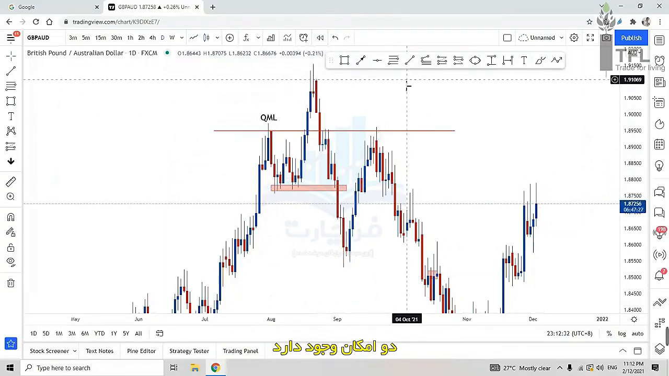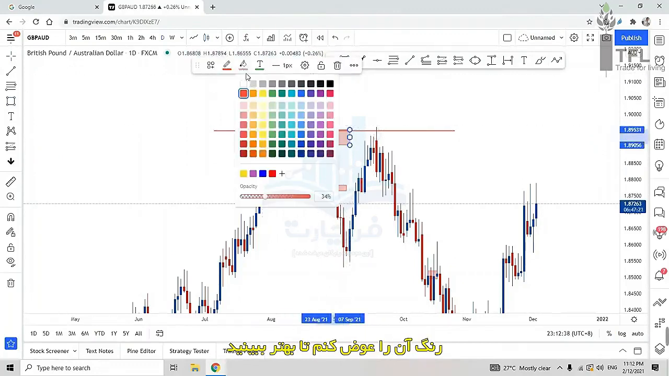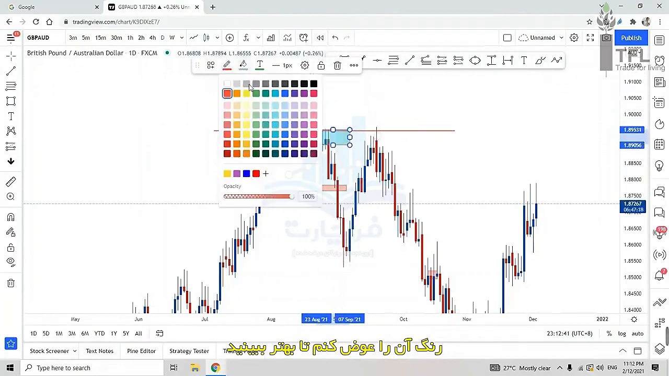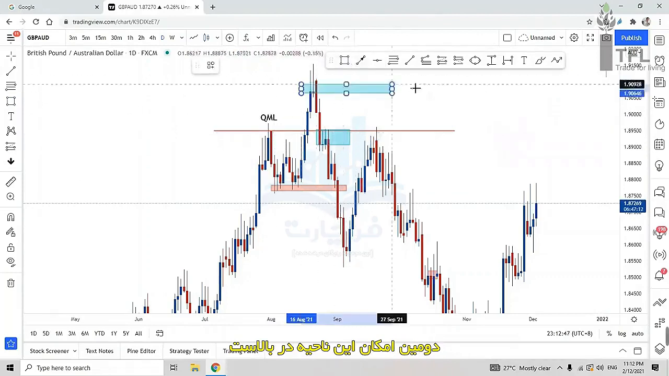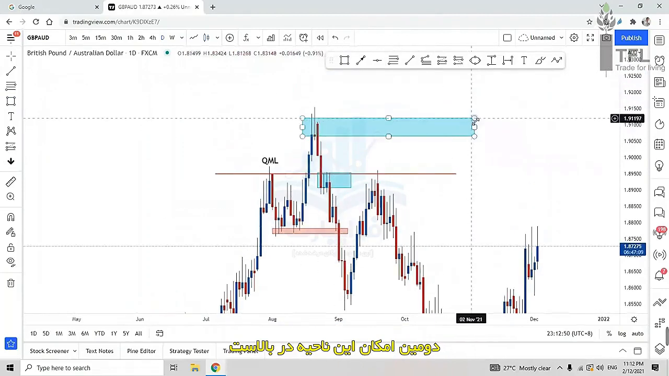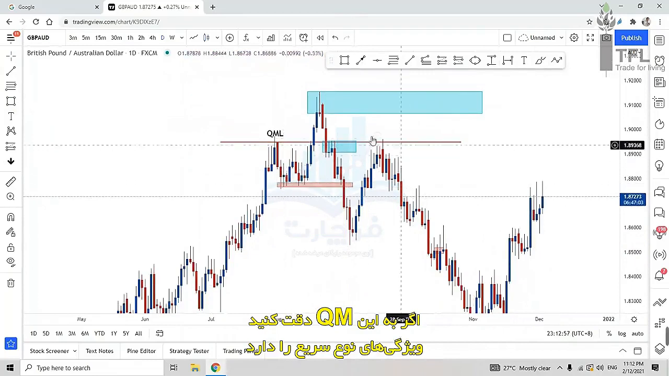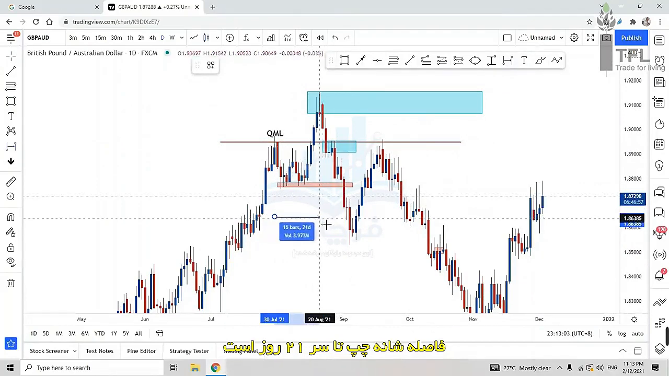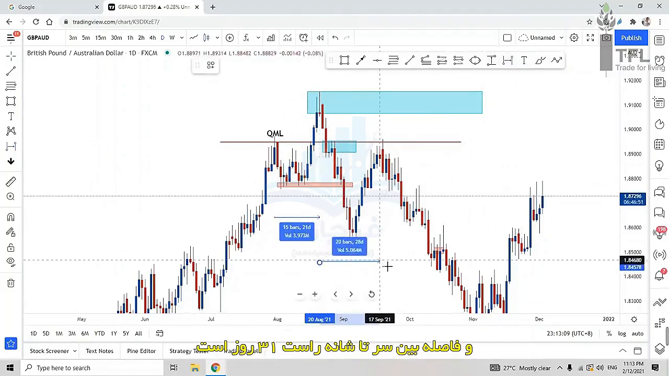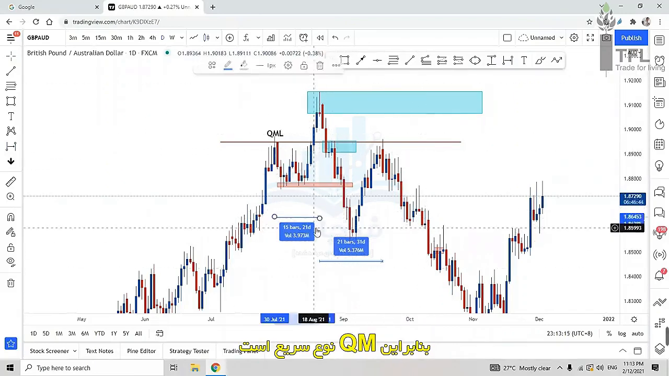There are two possibilities, of course. The first possibility is over here. All right, I'm going to change the color so that you guys can identify it easier. So the first possibility is definitely over here. All right, the second definitely is over here. So if you look at this QM, this is a characteristic of a quick retest. The range between this shoulder to the head is 21 days, and from the head 31 days. You see it's within 1 to 2 ratio. So this is a quick retest, right?